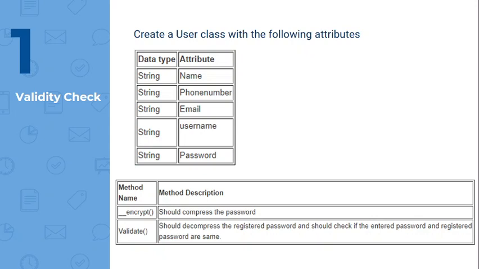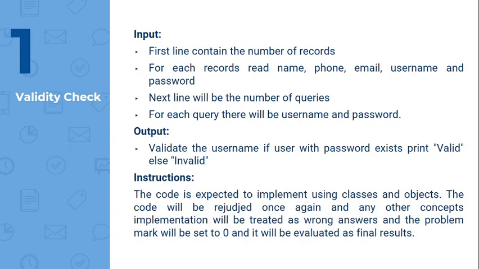The input format: the first line contains the number of records, and for each record we should read the name, phone, email, username and the password. The next line will be the number of queries. For each query there will be a username and password. And for output, we should validate the username. If the user with the password exists, then we have to print valid, else we have to print invalid. The main instruction is that you have to implement this code using classes and objects concepts. So now let us dive into the solution.